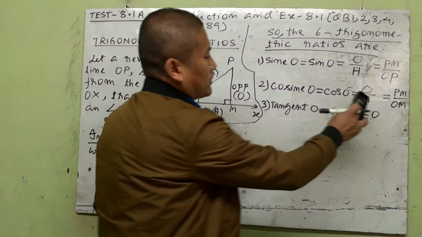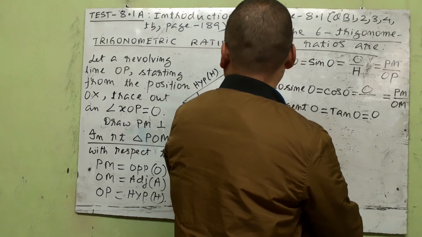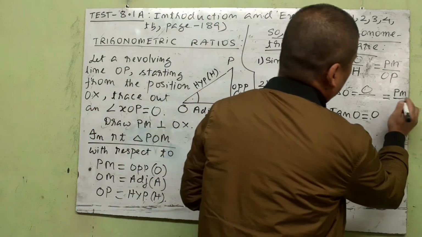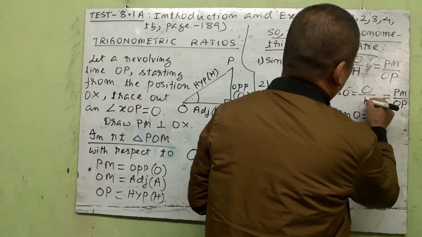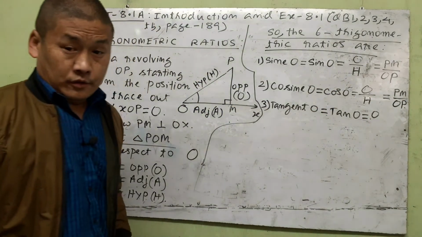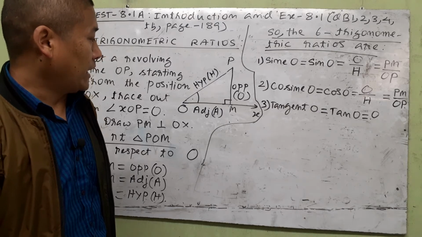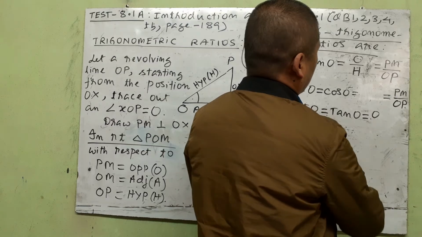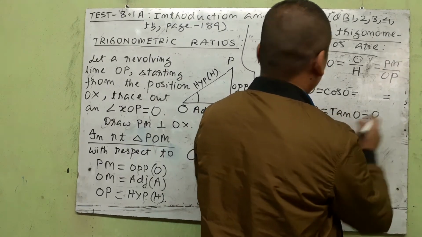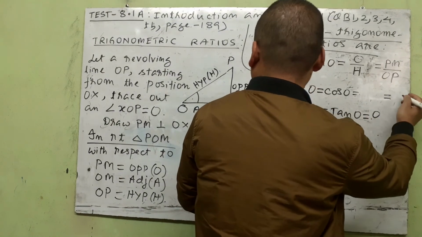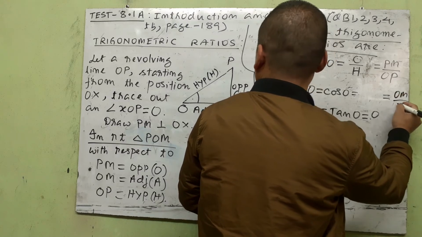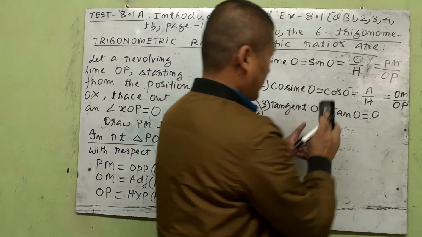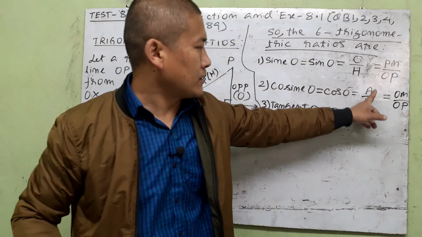Cosine. I've made a mistake. Not PM by OM, it is OM by OP. Please correct it. Sorry, I'm confusing this one. Please correct it. Adjacent by hypotenuse, OM by OP. Sorry, okay, please correct it. So cos O is adjacent by hypotenuse.